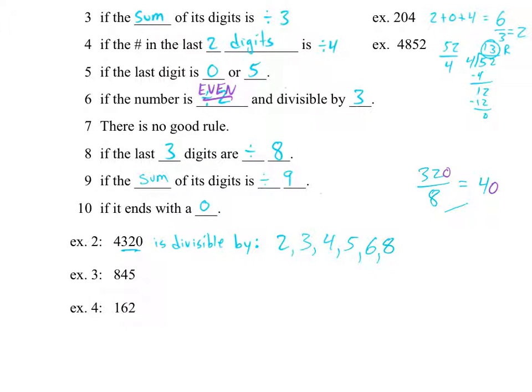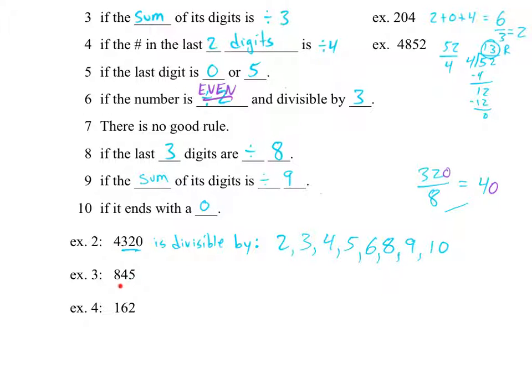And then 9, the sum of the digits is divisible by 9. So 4 plus 3 is 7, plus 2 is 9. Can you divide 9 by 9? Yes. Nice, so 9 works. And then last but not least, 10. Yes, because it ends in a 0. Perfect. Our next one, we're not going to have as many numbers.